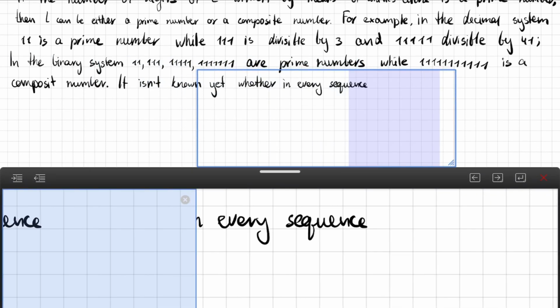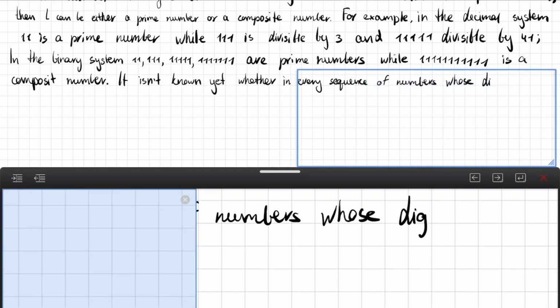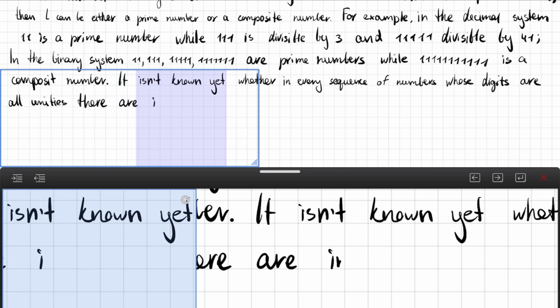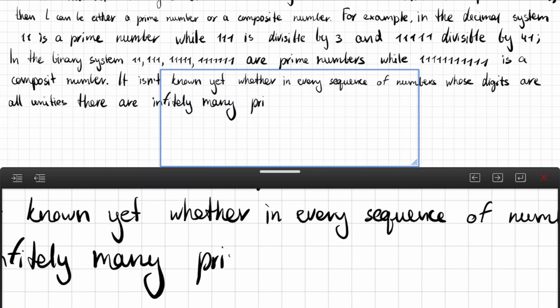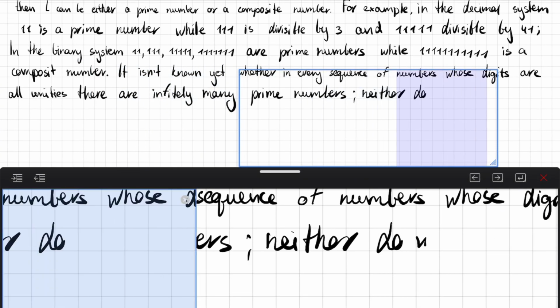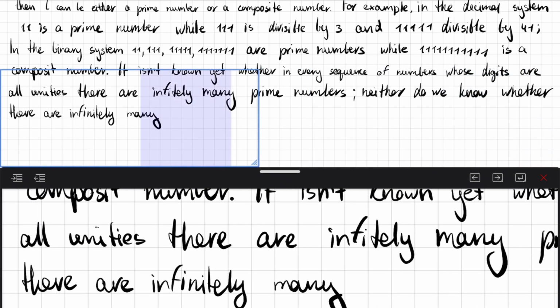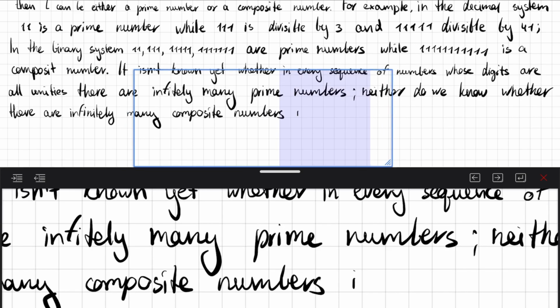And it isn't known yet whether in every sequence of numbers whose digits in a certain positional system are all ones there are infinitely many prime numbers. Neither do we know whether there are infinitely many composite numbers in every sequence of that kind.